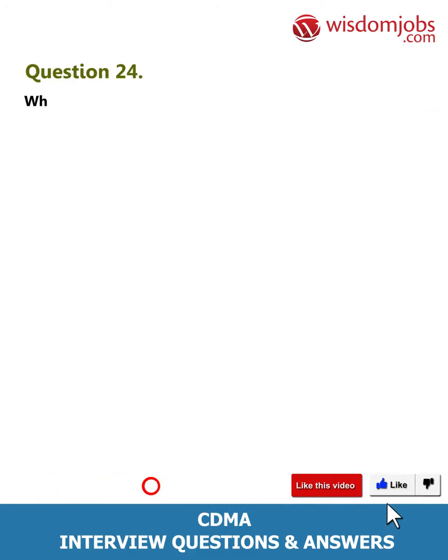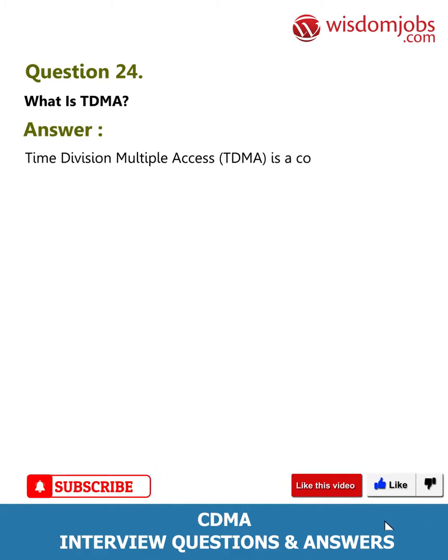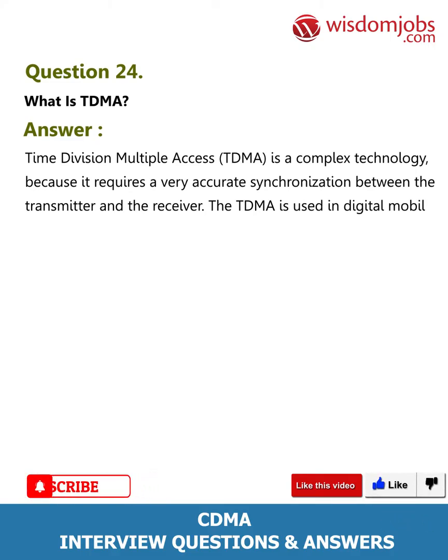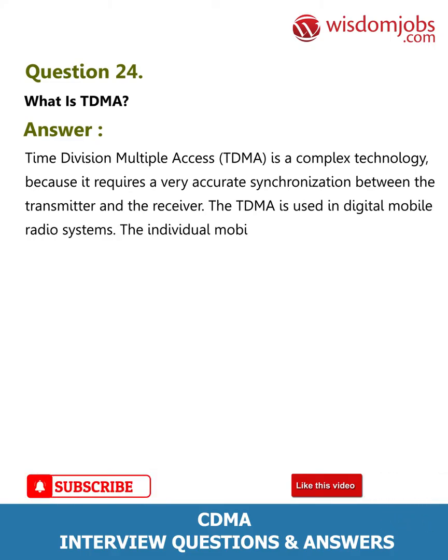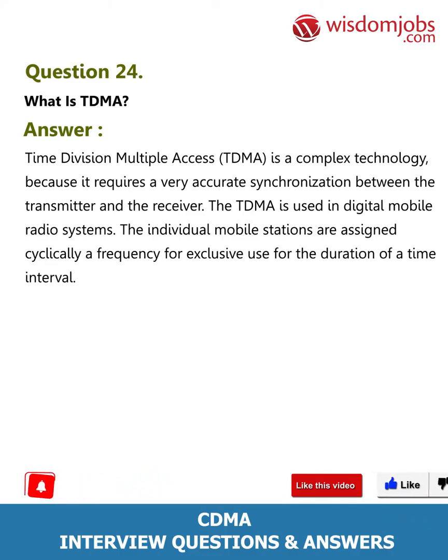Question 24. What is TDMA? Answer: time division multiple access. TDMA is a complex technology because it requires a very accurate synchronization between the transmitter and the receiver. TDMA is used in digital mobile radio systems. The individual mobile stations are assigned cyclically a frequency for exclusive use for the duration of a time interval.